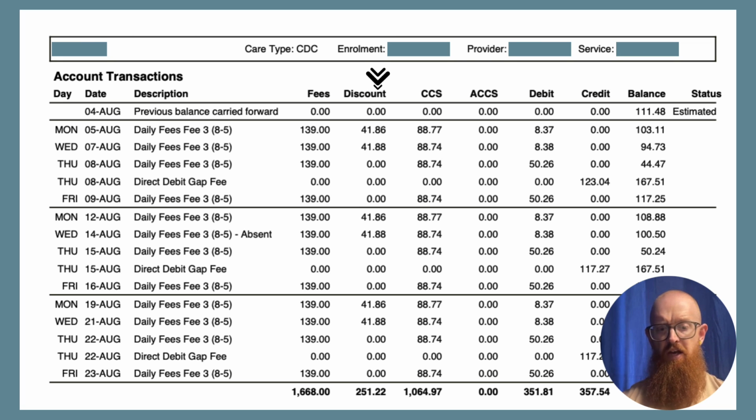There is a discount applied to this child's account because they are eligible for free kindy, which applies to 2 days of the week. Stay tuned. We will go into the free kindy calculations on the next slide. CCS is the dollar amount that is being covered with the childcare subsidy, and debit is how much you have to pay for each session.